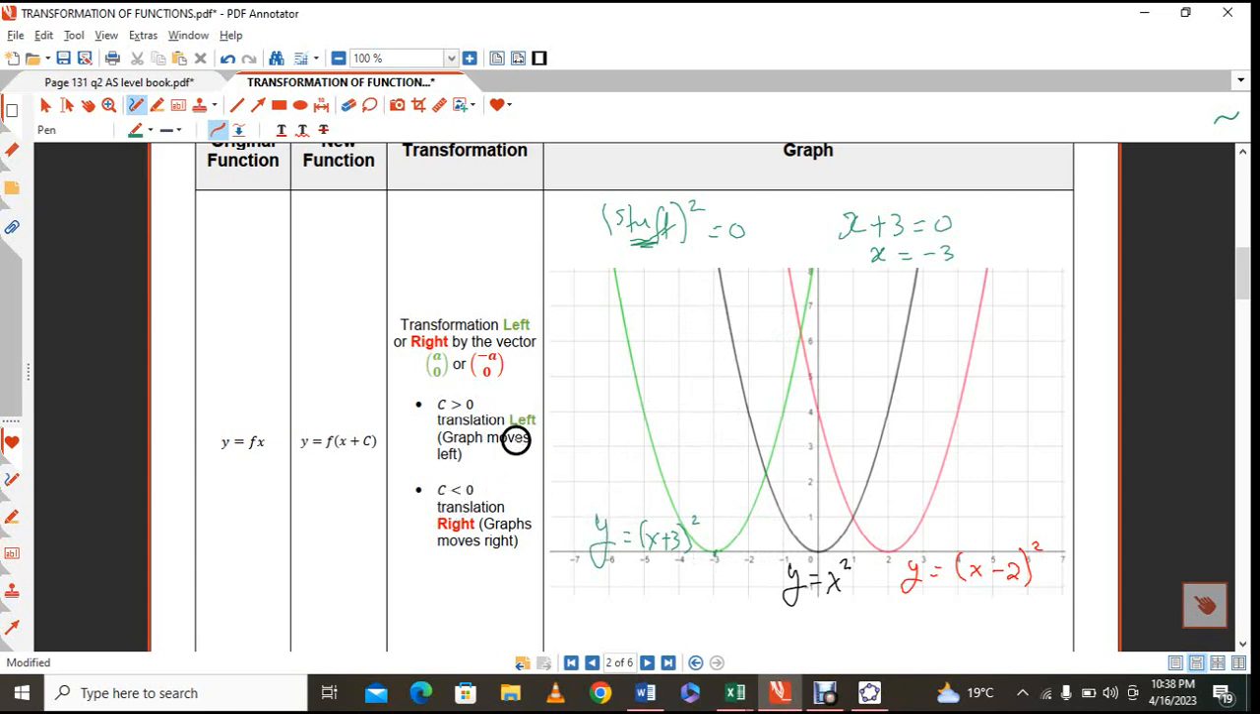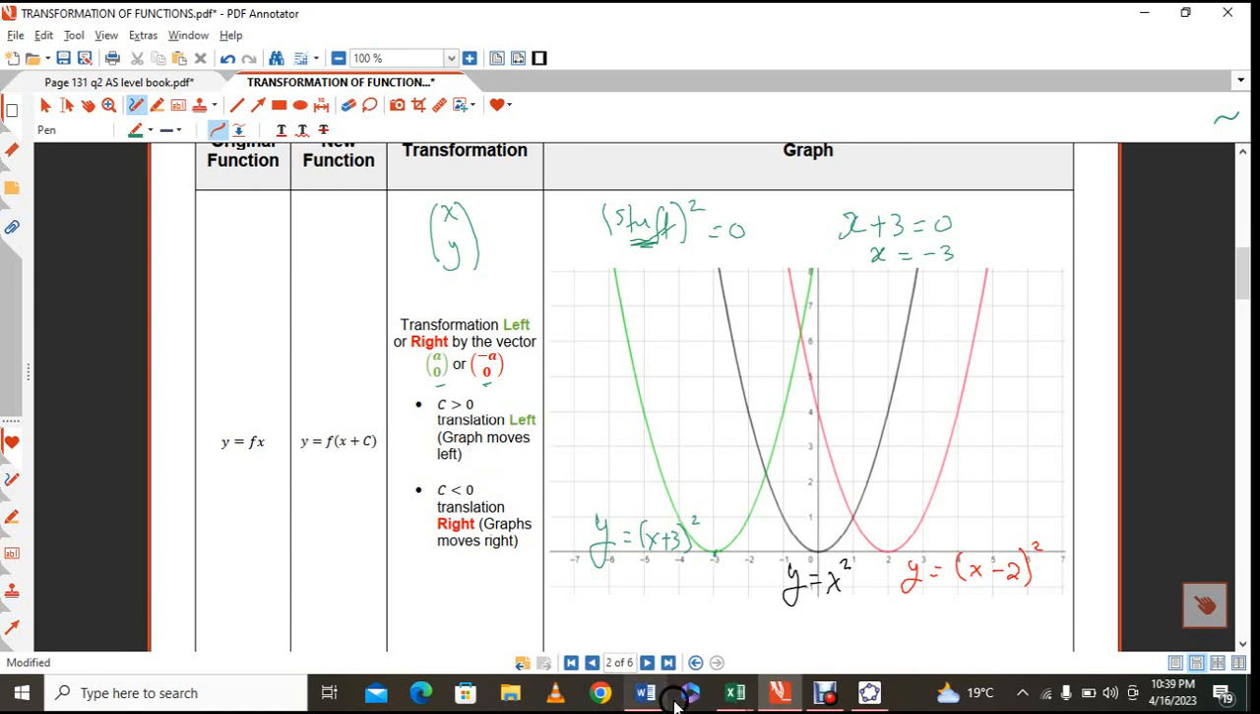Again, it's a vector. On top of the vector, remember with vectors you have an x direction and a y direction. The y is 0 because the graph doesn't go up or down, so that's why you see zeros. The value of a is by how much the graph is moving. That is the particular vector we are referring to.